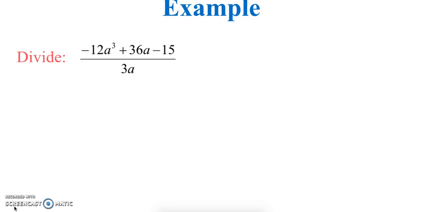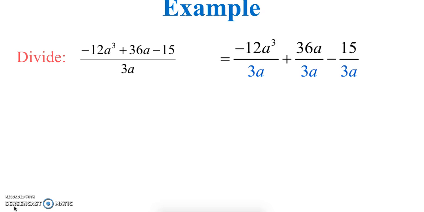So here's an example with numbers. You're going to take the 3a and you have to divide by each piece. So I'm going to split it up and put negative 12a cubed divided by 3a, and do the same for all the pieces below. And you keep the signs of the numerator. From there you do your math.